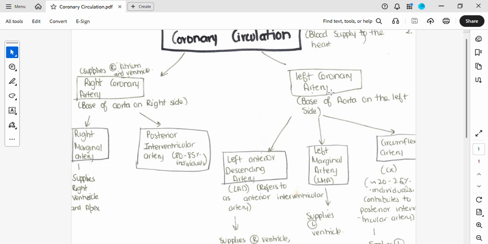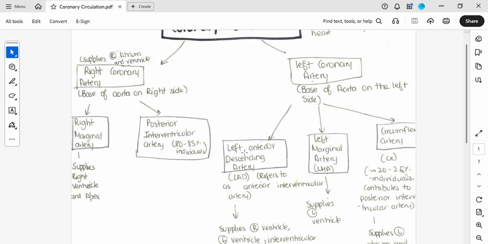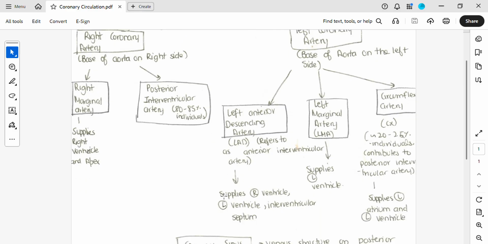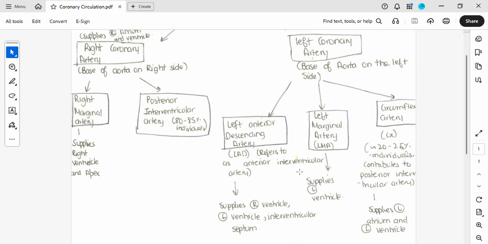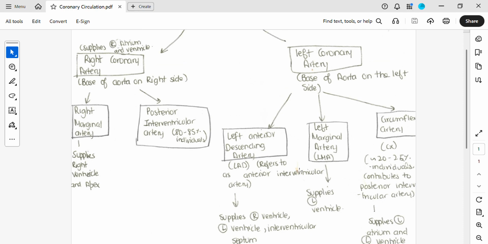Similarly, when we look at the left coronary artery, it divides into the left anterior descending artery, also referred to as the anterior interventricular artery, the left marginal artery, and the circumflex artery. The left anterior descending artery supplies the right ventricle, left ventricle, and interventricular septum. The left marginal artery supplies the left ventricle. The circumflex supplies the left atrium and left ventricle. It's really important for us to know which coronary artery feeds where and where the damage occurs.